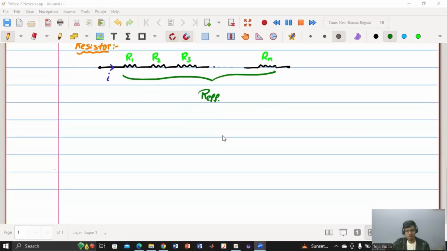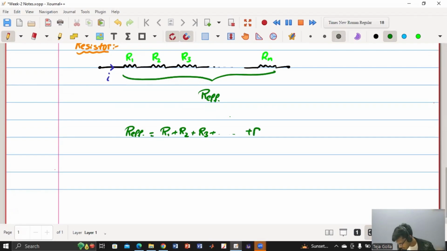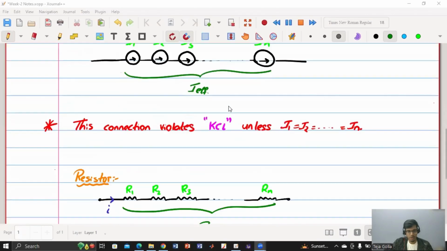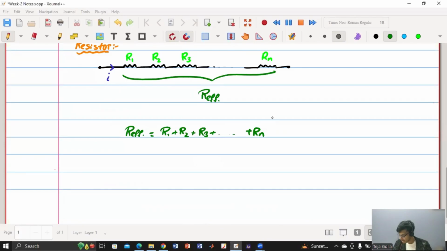Yes, Roshan Ghosh, you have answered it correctly. So R effective is nothing but R1 plus R2 plus R3 plus up to so on Rn. R1 plus R2 and so on. Yes, Bhuvan, you are also right. So just similar to the voltage source, it will also be the summation of these individual values.